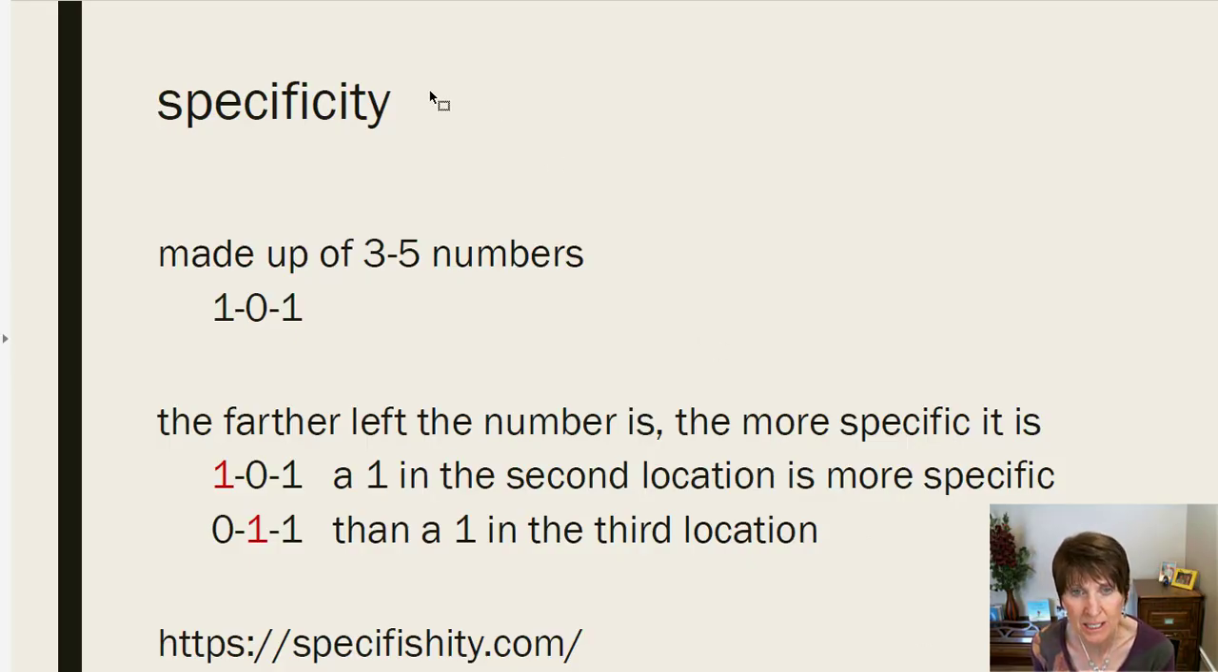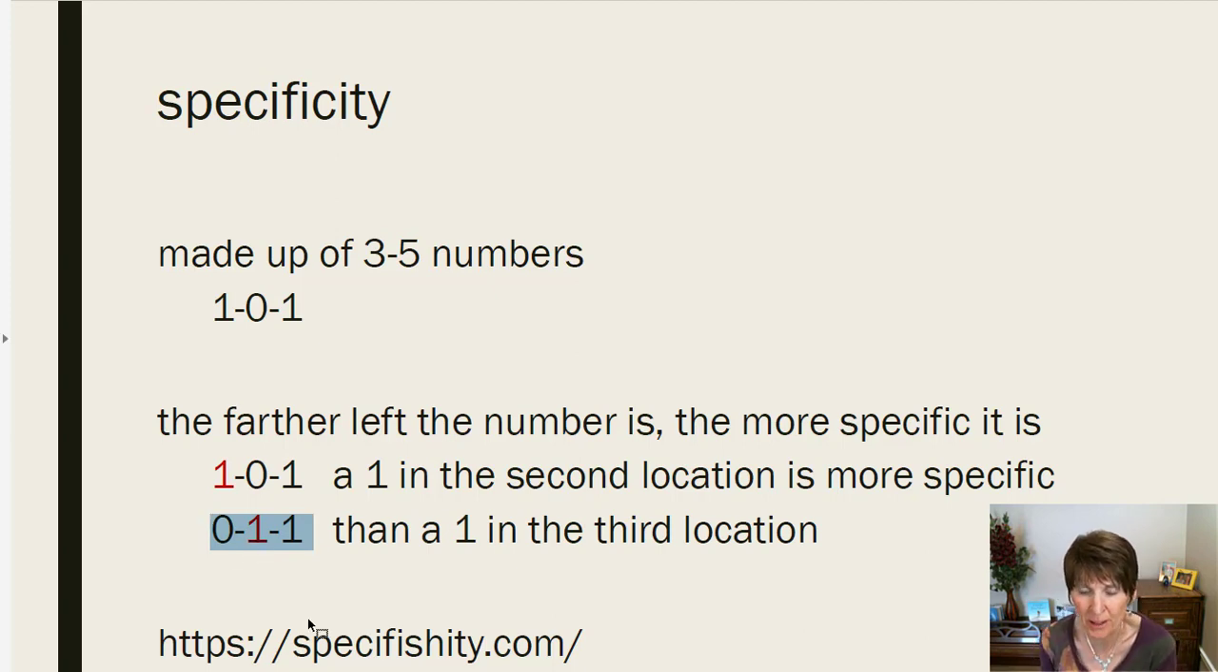So the way CSS does it is the specificity is made up of 3 to 5 numbers, and the further left the number is, the more specific it is. So a 1 in this position makes this whole thing more specific than a 1 in this position. And so if one selector has a specificity of 101, it's more specific than one that has 011.